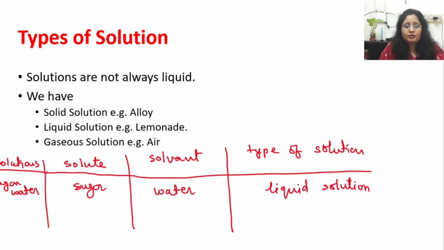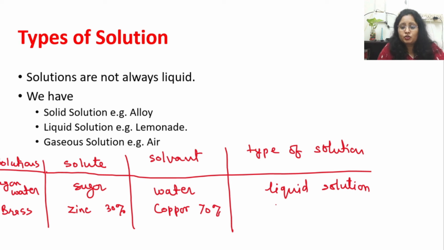Second, brass. Brass is a metal which is made up of zinc and copper. Here zinc is the solute because it is 30% and copper is 70%. And the type of solution we get is solid.